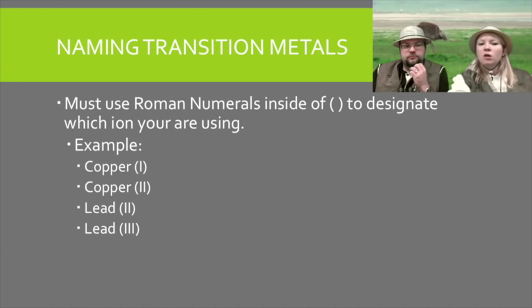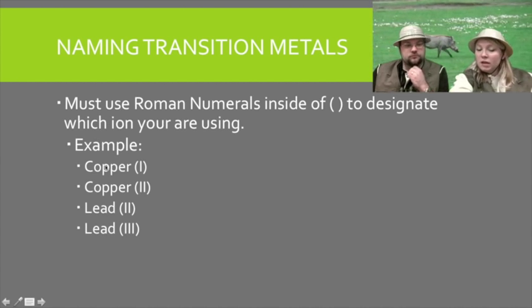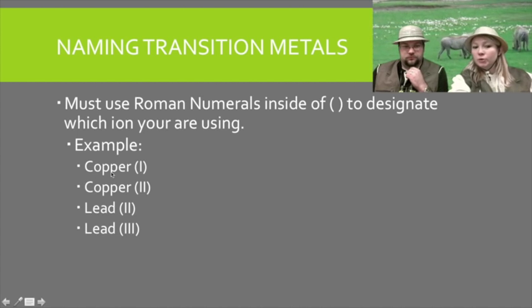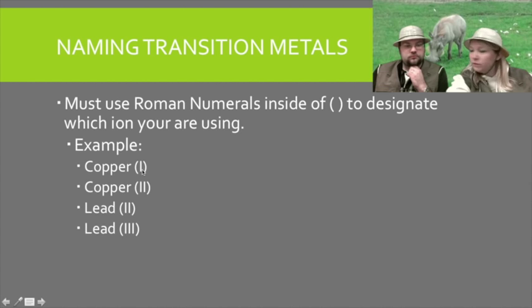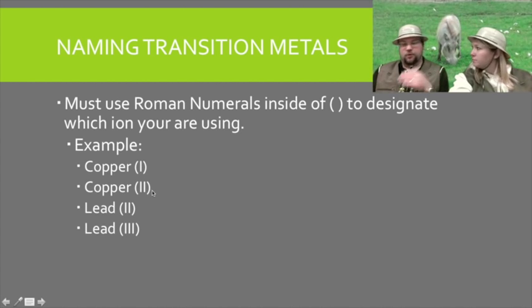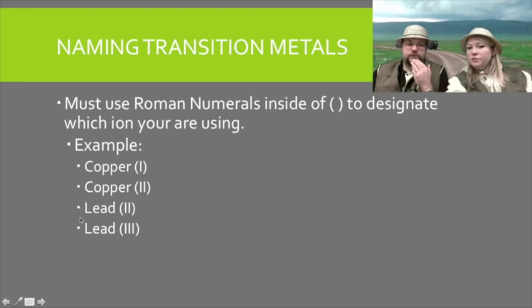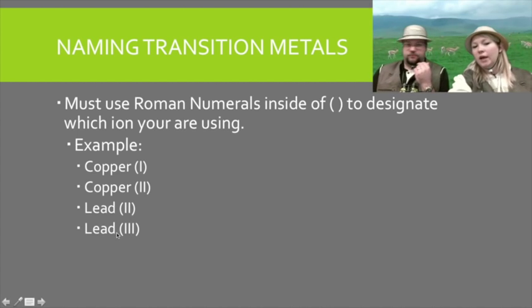Here are a couple examples that have multiple ions. Copper: you could have copper 1, you could have copper 2. When you write it out, in the parentheses you put 1 or you put 2. That's the charge of the copper. It's the charge, not the quantity. So copper 1 has a +1 charge, and copper 2 has a +2 charge. Then we have lead 2 and lead 3. Lead 2 would have a +2 charge and lead 3 a +3 charge.